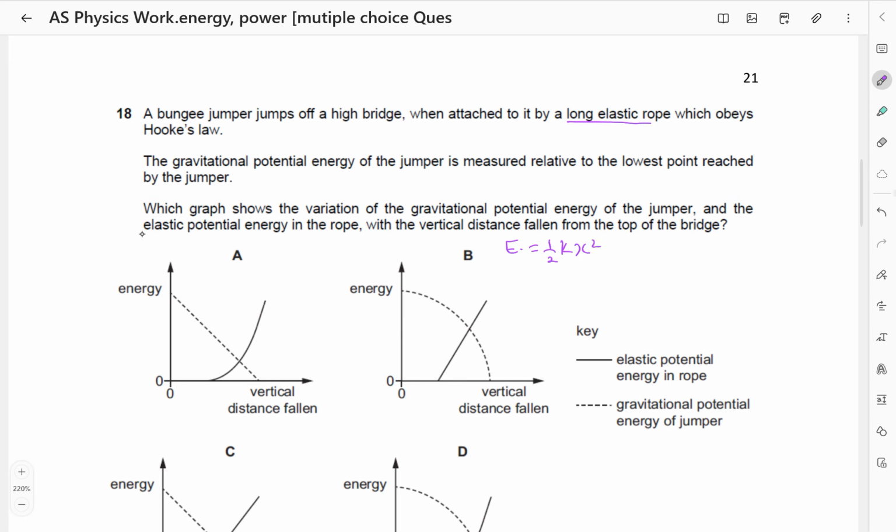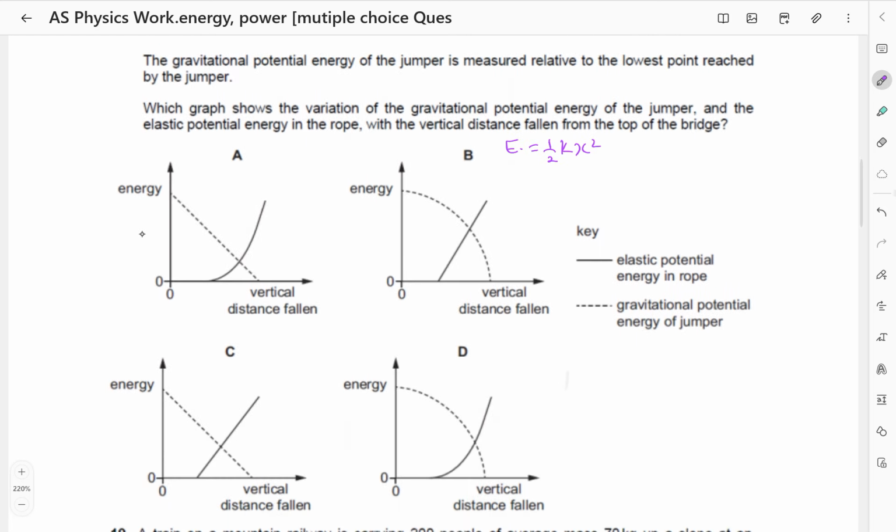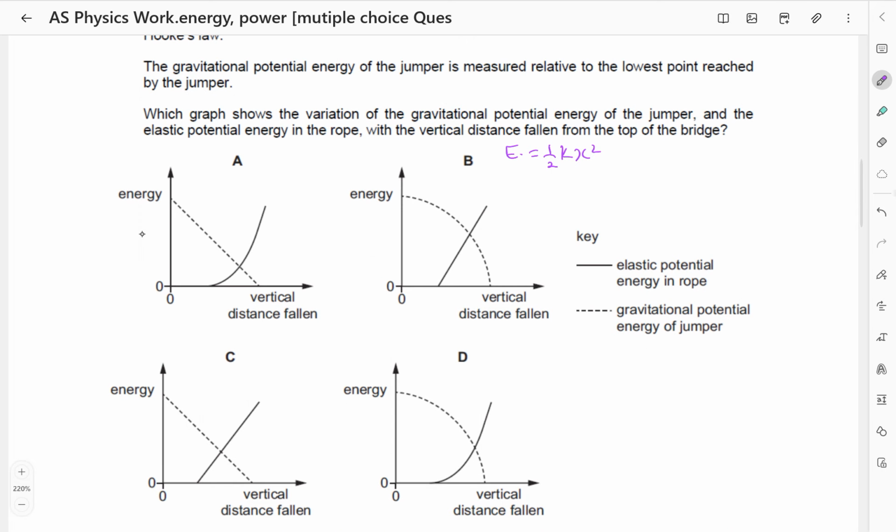So the question is saying which graph shows the variation of the gravitational potential energy of the jumper, and of course the gravitational potential energy must be decreasing, and we see it is decreasing in all cases. Here it is decreasing, here it is decreasing. Because they say the elastic potential energy is the full line, the gravitational potential energy is the dotted line. So let's now check the elastic potential energy.